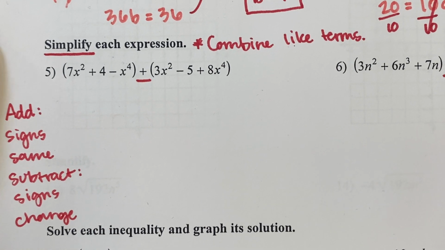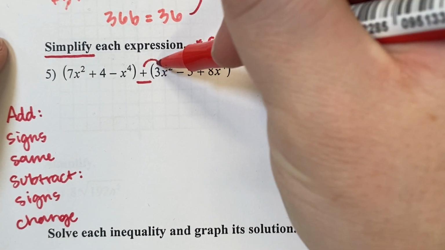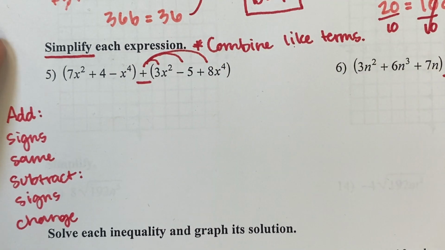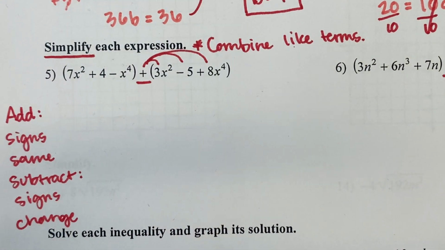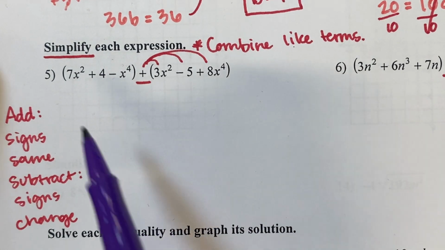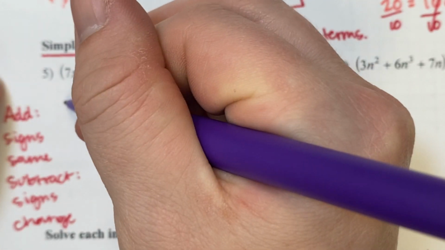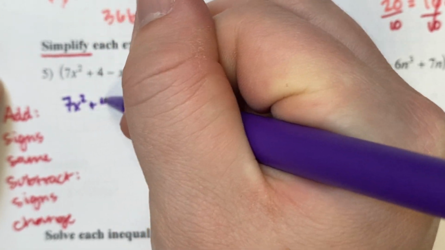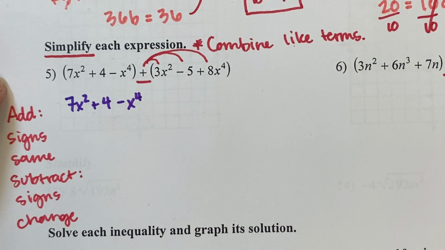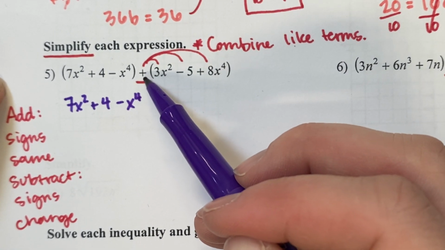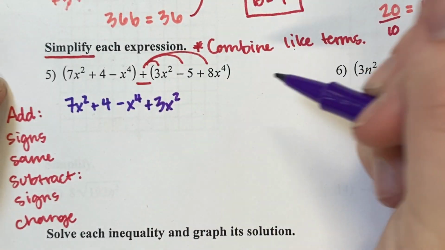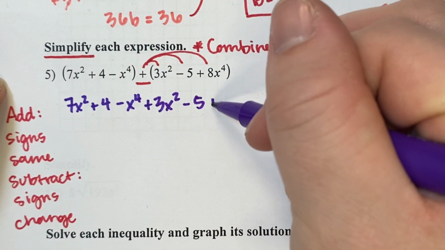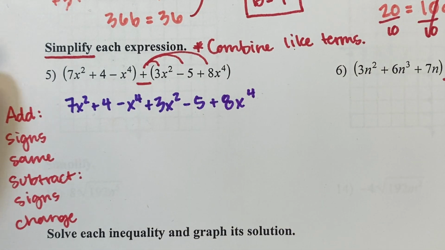So let's look at number 5. This addition in the middle technically is distributing, but because it's addition, the signs after it don't change. The signs in front are never affected, so you can always just write down this first part however it looks. So 7x squared plus 4 minus x to the 4th. But now because it's addition, the signs don't change, so plus 3x squared minus 5 and plus 8x to the 4th.